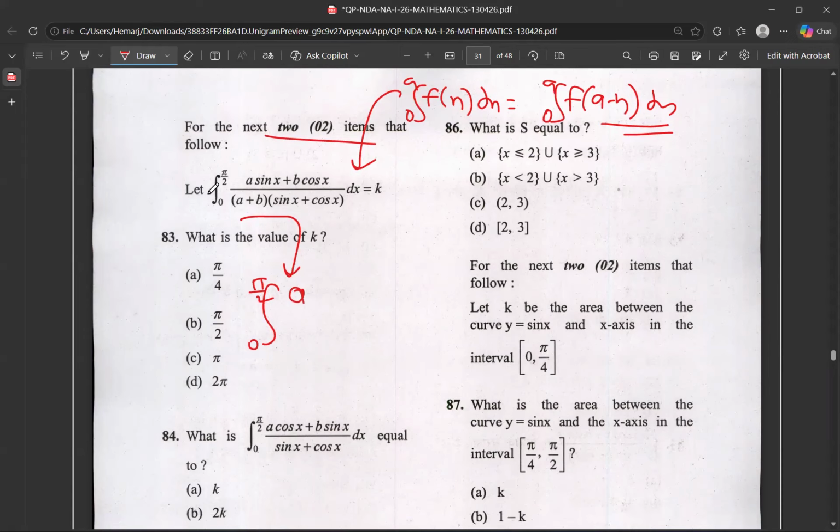A minus x, see a minus x. So this is pi by 2 minus x. So sine pi by 2 minus x will be cos x. Yes. So a cos x plus similarly cos will be converted into sine.